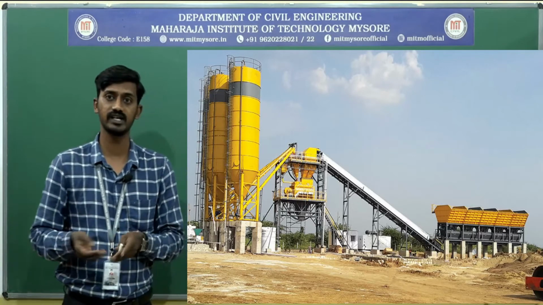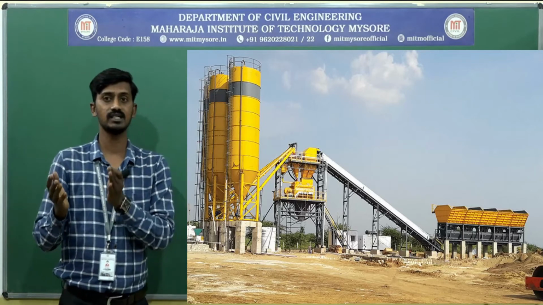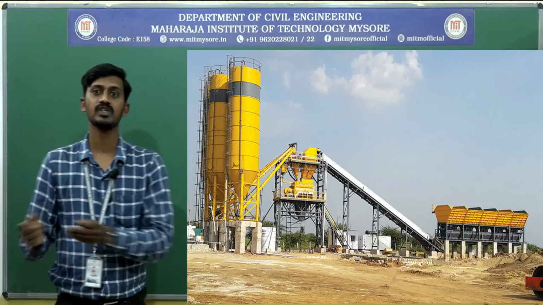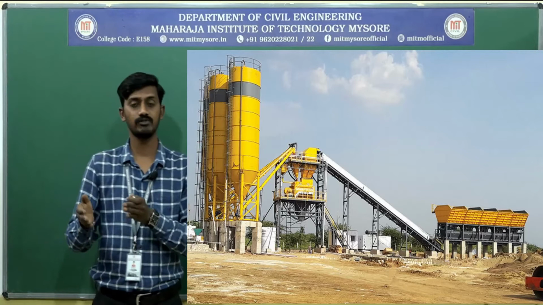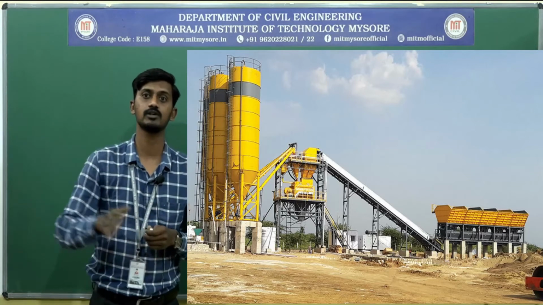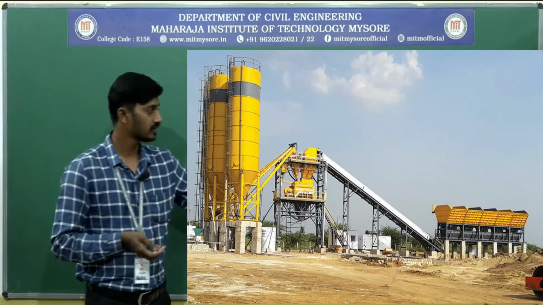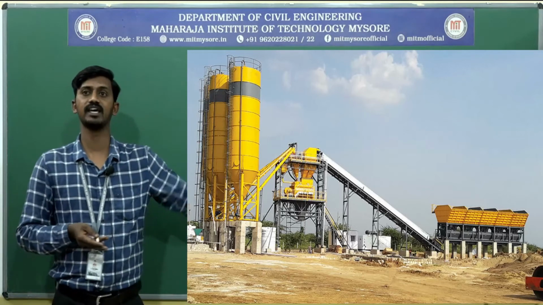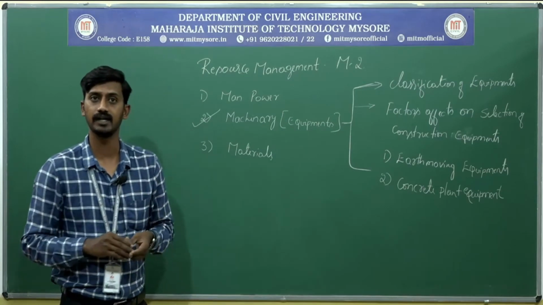It might be M20 grade concrete or M25 grade concrete. Once everything is done, that will be placed into the concrete revolving vehicle, because that vehicle has to reach the site where the concrete is actually needed. Again, that is a picture of concrete plant equipment, the equipment used at the concrete plant.